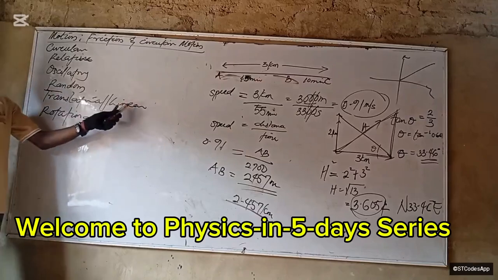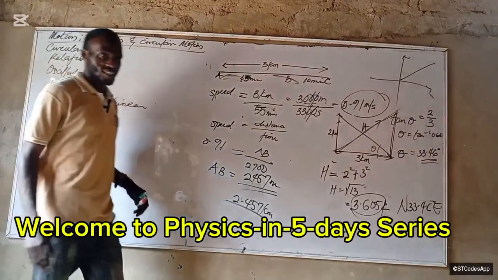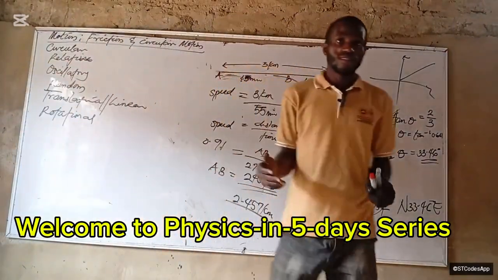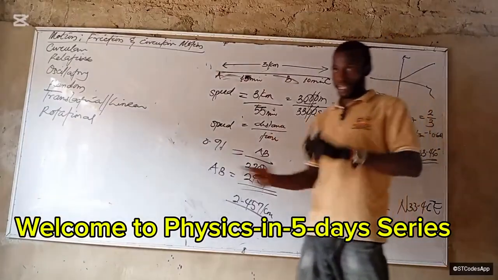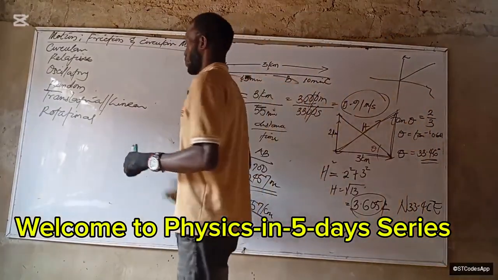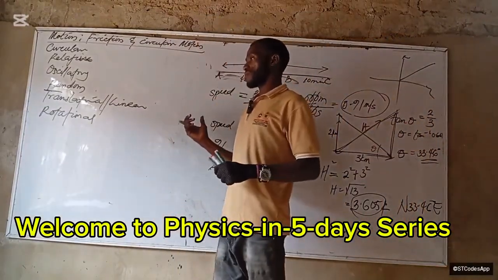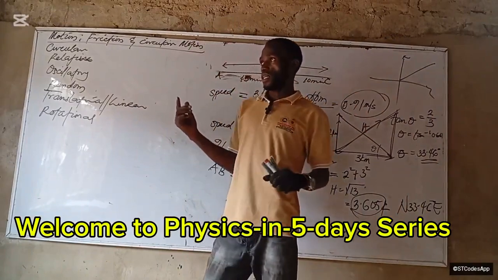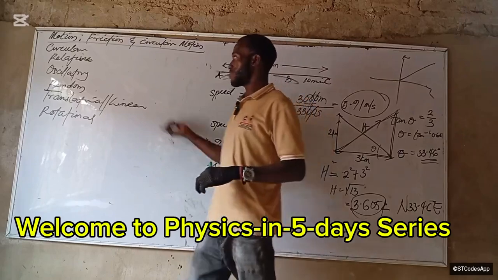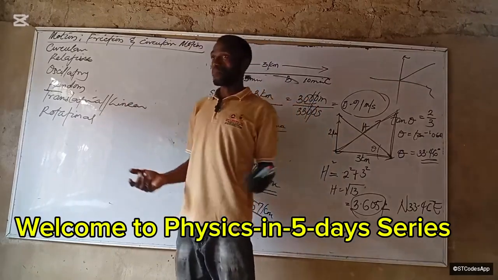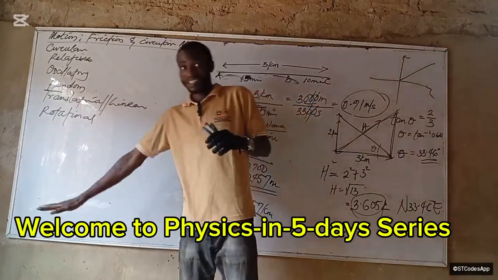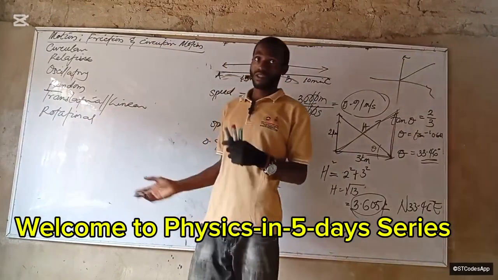Translational motion or linear motion. What's translational motion? Motion on a plane, right? On a straight line and on a plane, of course. But of course, we know that it could involve to and fro too. But basically, as far as it's happening on a straight line on a plane, it's translational. Is that okay?